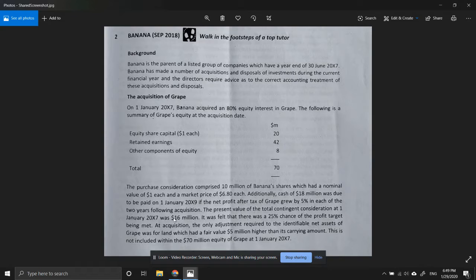So at acquisition, the only adjustment required to identifiable net assets of Grape was for land, which had a fair value of 5 million. Land, no depreciation. That means 5 million higher than its carrying amount. So 70 is already here, 5 added, 75 will be the net assets. And this is not included within the 70 million equity of Grape at 1st Jan 20x7.